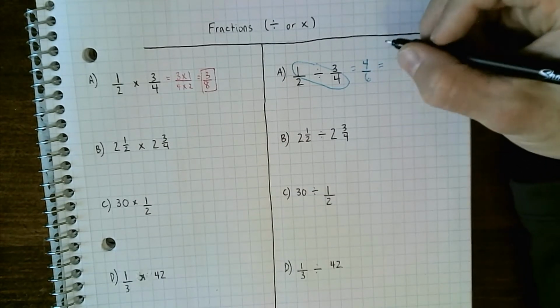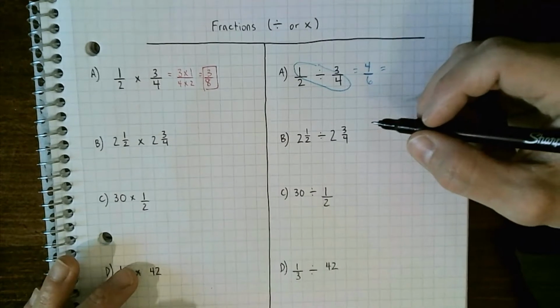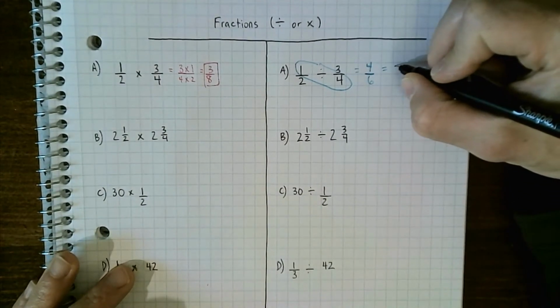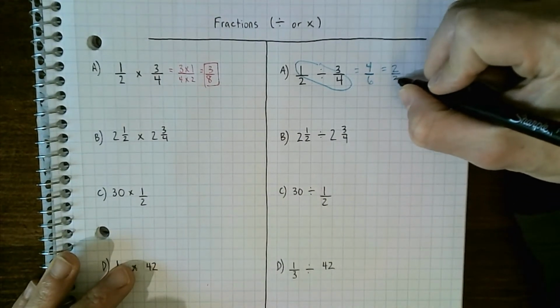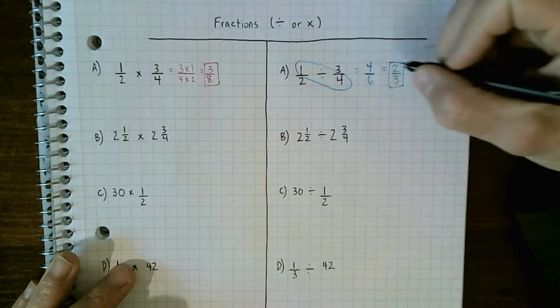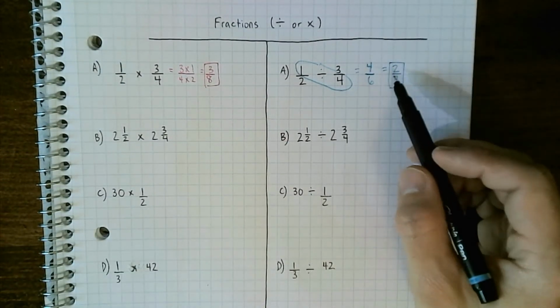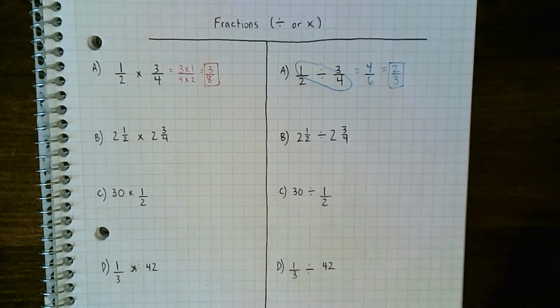So my answer right now is 4/6. I'm almost done. I just have to simplify here. 4/6 would turn into 2/3, because 4 and 6 are both even, so I divide them by 2 to find my answer. So that was just a real simple example.